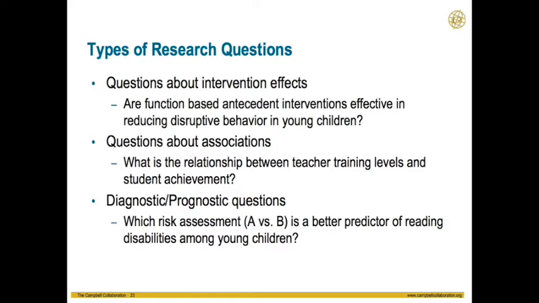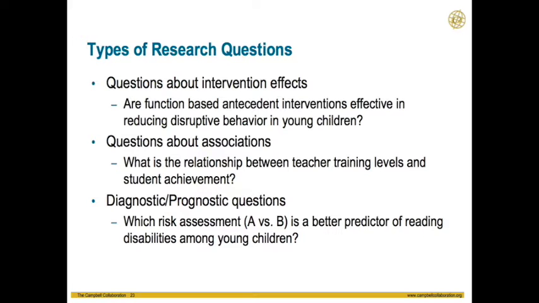You can also answer diagnostic and prognostic questions. And I don't think we'll go too much into that at all tomorrow with the meta-analysis because really these require a whole different set of statistical tools. But the systematic review concepts are going to be the same. So you might ask, which risk assessment tool, A versus B, is a better predictor of reading disabilities among young children? Okay, and so we know that by asking this type of question, the types of studies that are going to be relevant are those comparing two assessment tools to each other.